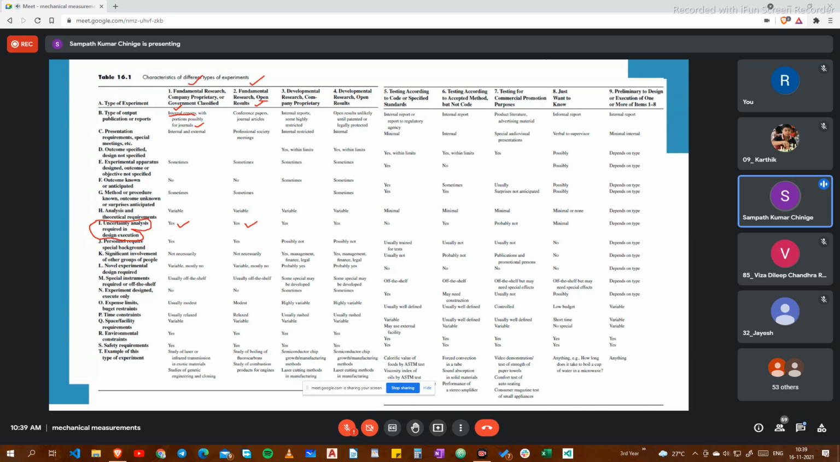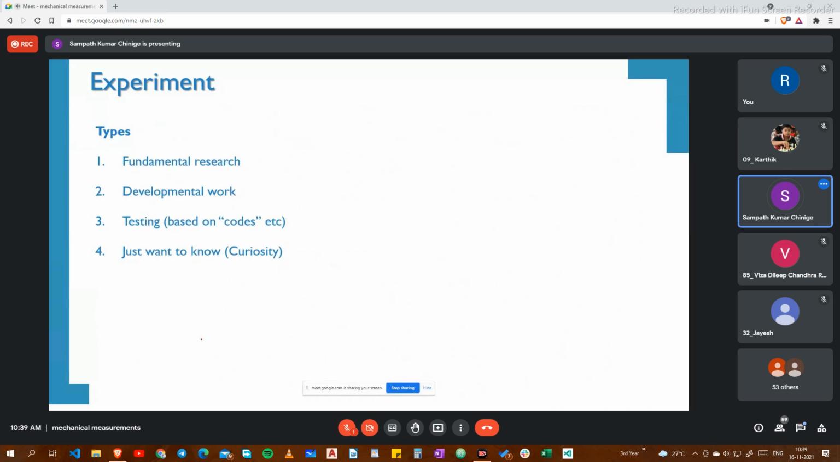So the first type of research or experiments are basically fundamental, which may be proprietary or open research, and based on these kinds of constraints, we have classified them. What may be the differences between these two? The second one is mostly developmental work.